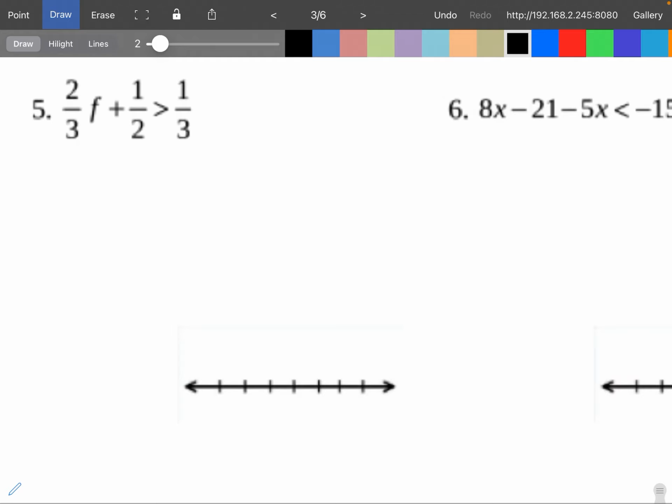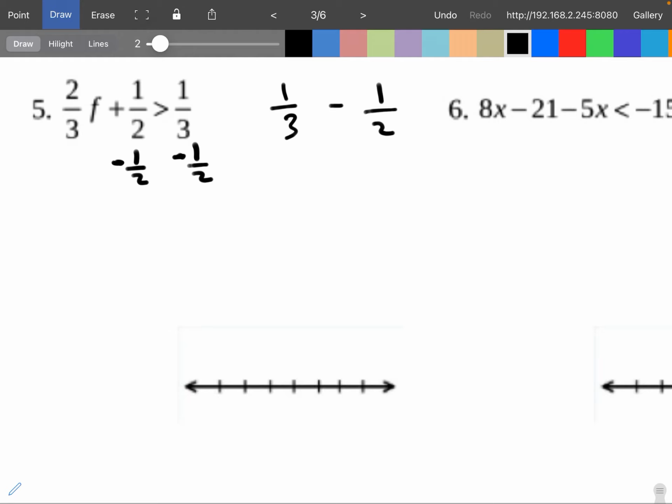Let's do 5. 5's got a bunch of fractions in there. So let's try that. So number 5. The first thing I'm going to do is I'm going to subtract 1/2 on both sides. So I want to subtract 1/2 on the left, subtract 1/2 on the right. All right, so let's kind of work this out on the side over here real quick. So I've got to do 1/3 take away 1/2.